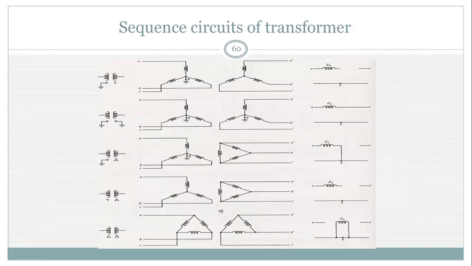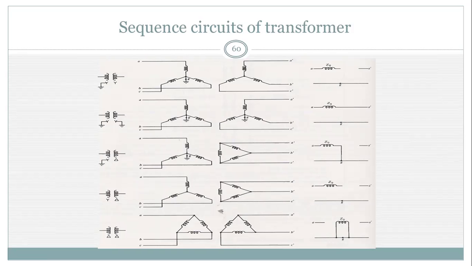Now for the transformer, we know that this is a non-generating device. The transformer doesn't generate voltage, it just transmits voltage from one end to another, and it may supply the voltage as it is, or it can step up the voltage, or it can step down the voltage. So this is called a transformer, it transforms the voltage or current.